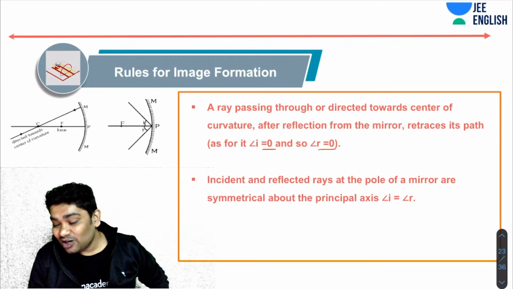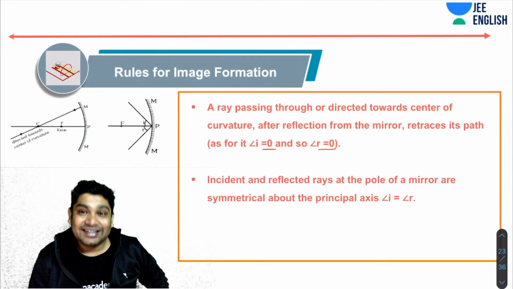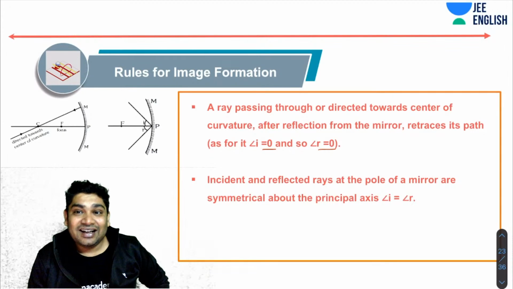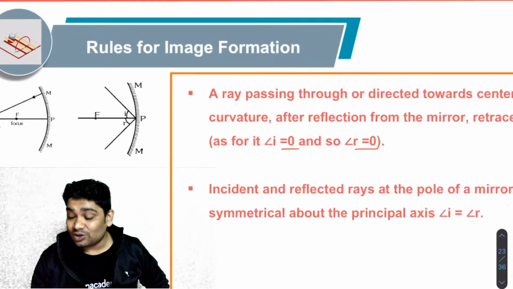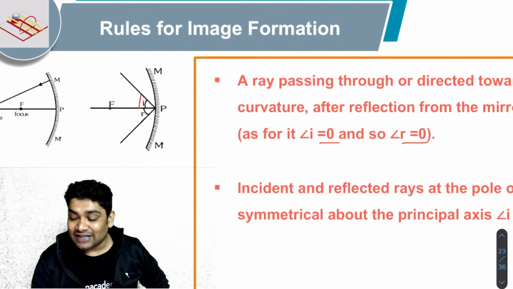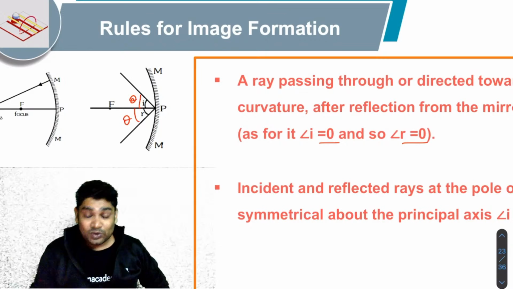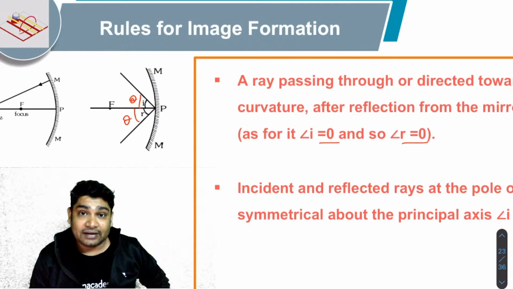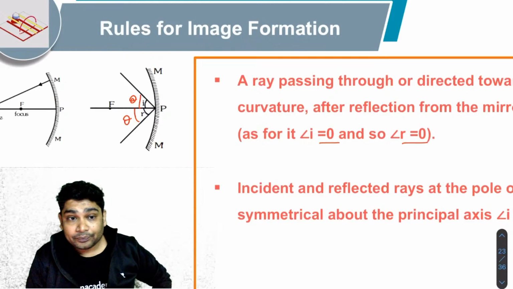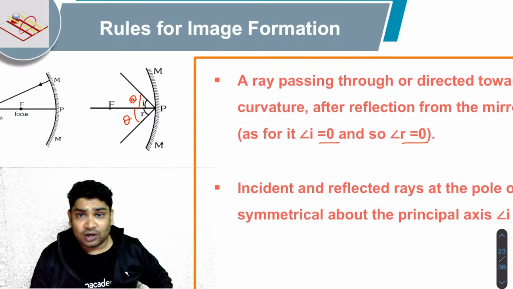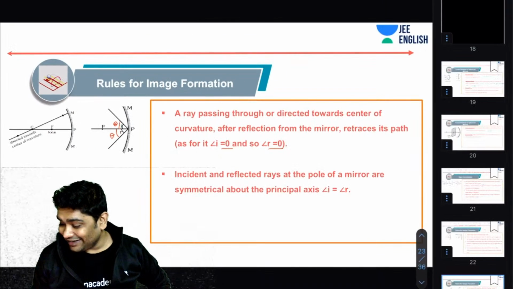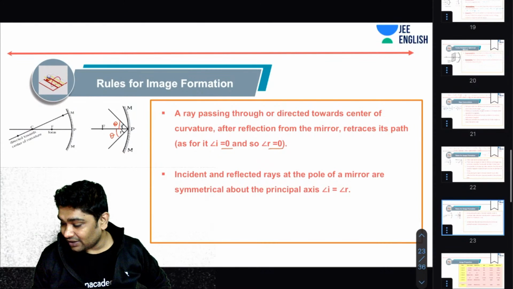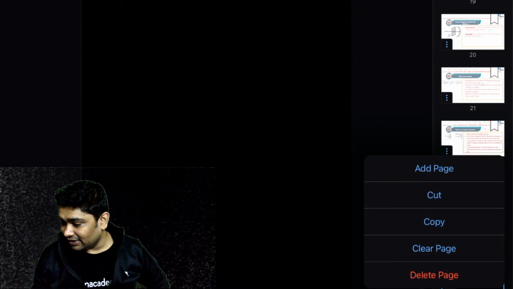All right. So this is one thing that you need to consider. And then the incident and the reflected rays at the pole of the mirror are symmetrical about the principal axis. This is simply because the principal axis is essentially normal to the mirror, so here you would have a symmetry. If this angle was theta, then this angle would also be theta. So any ray which is incident at the pole would reflect back symmetrically with respect to the principal axis. Now, once you have this knowledge, you can go for image tracing. So let's take up an example and try to trace an image.